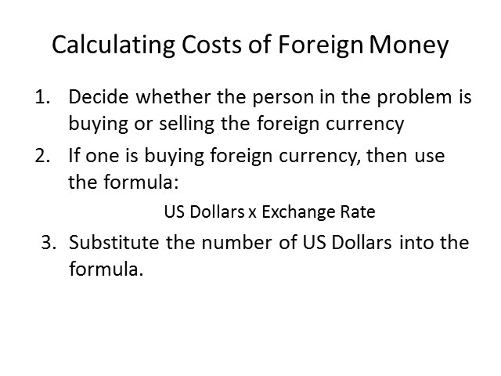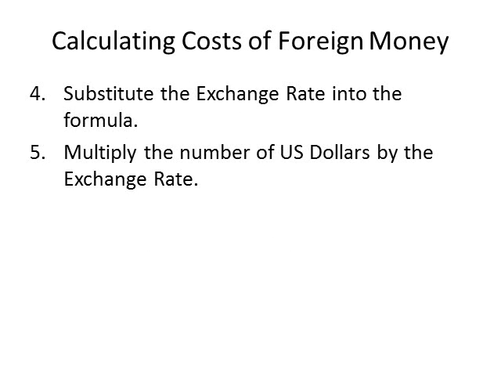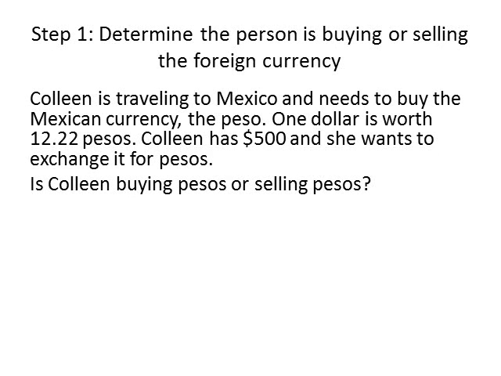First step is to decide whether you are buying or selling the foreign currency in the problem. If you're buying a foreign currency, then you'll use the formula US dollars times the exchange rate. You will then substitute in the number of US dollars into the formula. You will then substitute in the exchange rate into the formula, and then multiply the number of US dollars by the exchange rate. Let's look at an example.